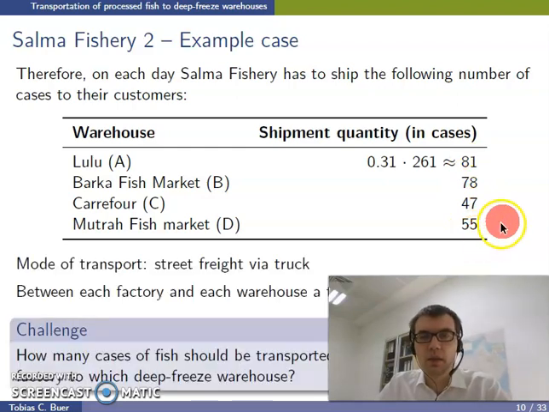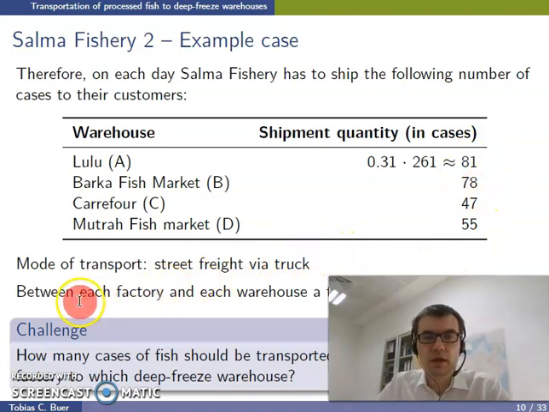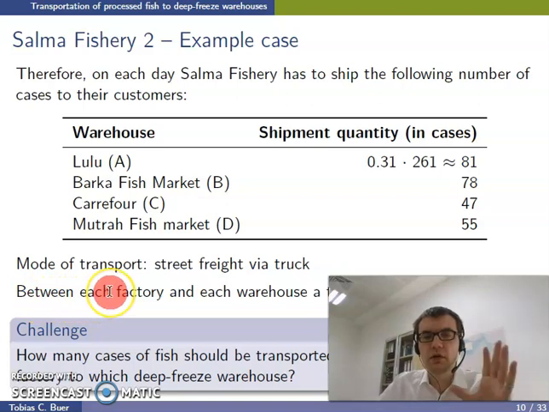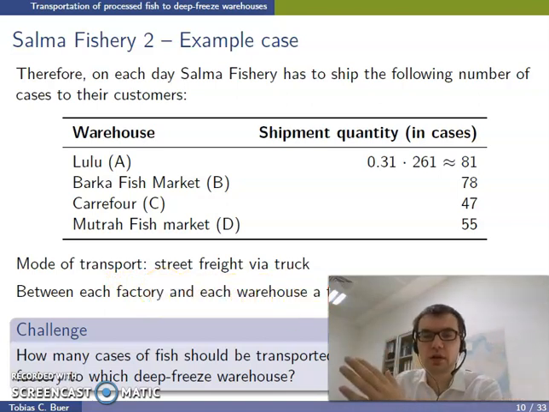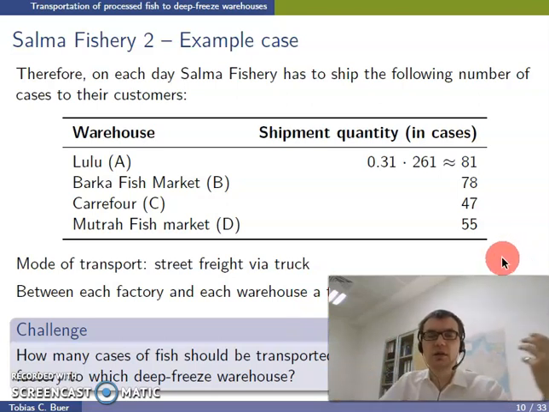Now, the mode of transportation here is road transportation. We use a truck; a plane or a train, for this example, would not make sense. The mode of operation is that one of our trucks picks up our products at the warehouse, then we drive to the deep freeze warehouse of our customer, and the empty truck drives back.